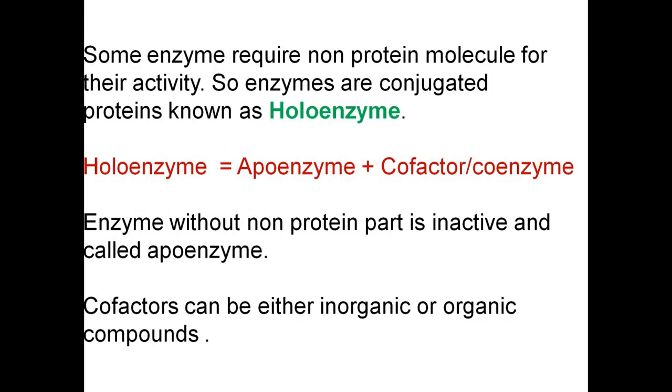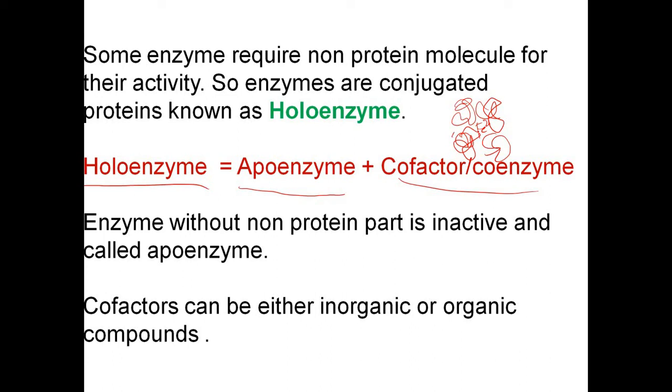So some enzyme classes require non-protein molecules for their activity. So enzymes that are conjugated proteins are known as holoenzymes. So to understand this, a holoenzyme is an enzyme that contains an apoenzyme and a cofactor or a coenzyme. So for example, we have hemoglobin. So we know hemoglobin has 4 subunits, di ba? 2 alpha and 2 beta, and it has an iron 2 plus at the center, di ba?